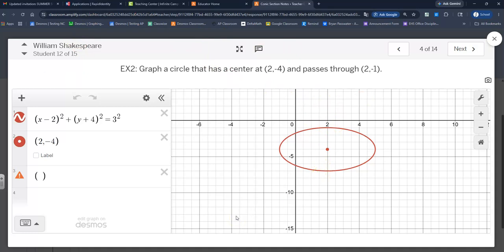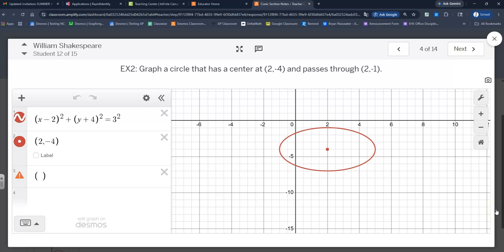So, okay, I think this one is actually okay, probably. The point (2, -1) is right here. And the equation looks good. You got -2 plus 4. But it doesn't look right, does it? It looks like an ellipse.